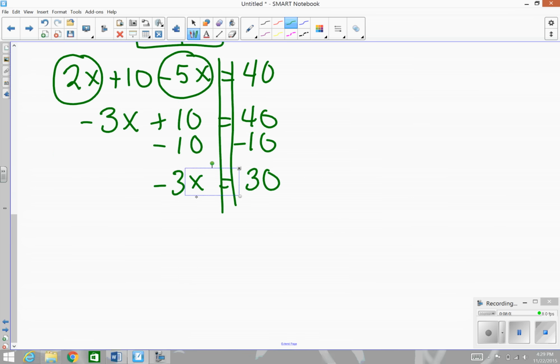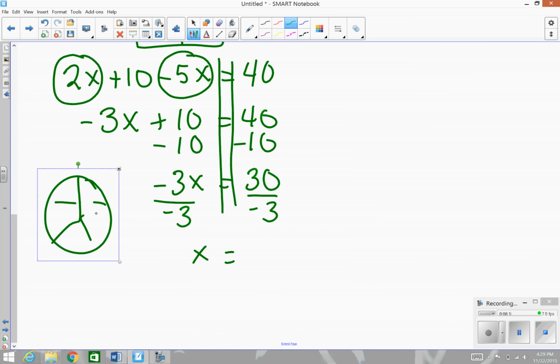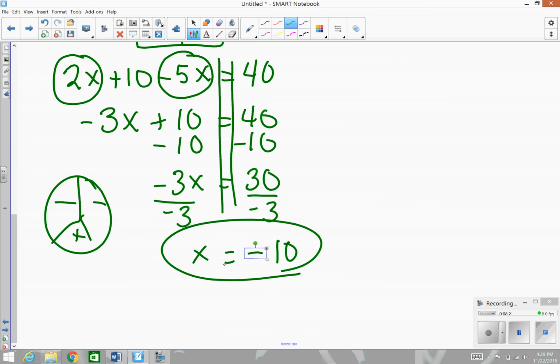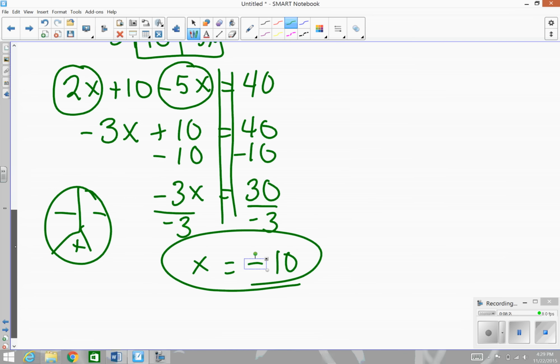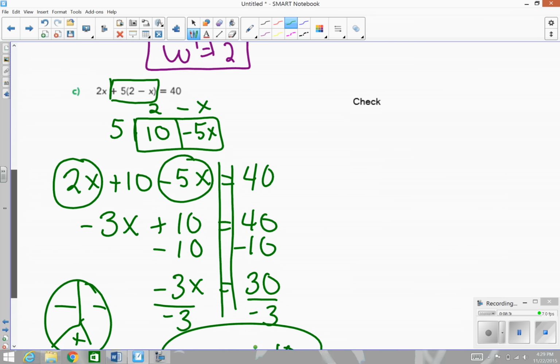And then right here we have multiplication. This is negative 3 times x. The opposite of multiplying by negative 3 is to divide by negative 3. Remember your peace sign chart. A positive divided by a negative leaves you with a negative, and 30 divided by 3 is 10. So our solution is x equals negative 10, and our final step is to check.